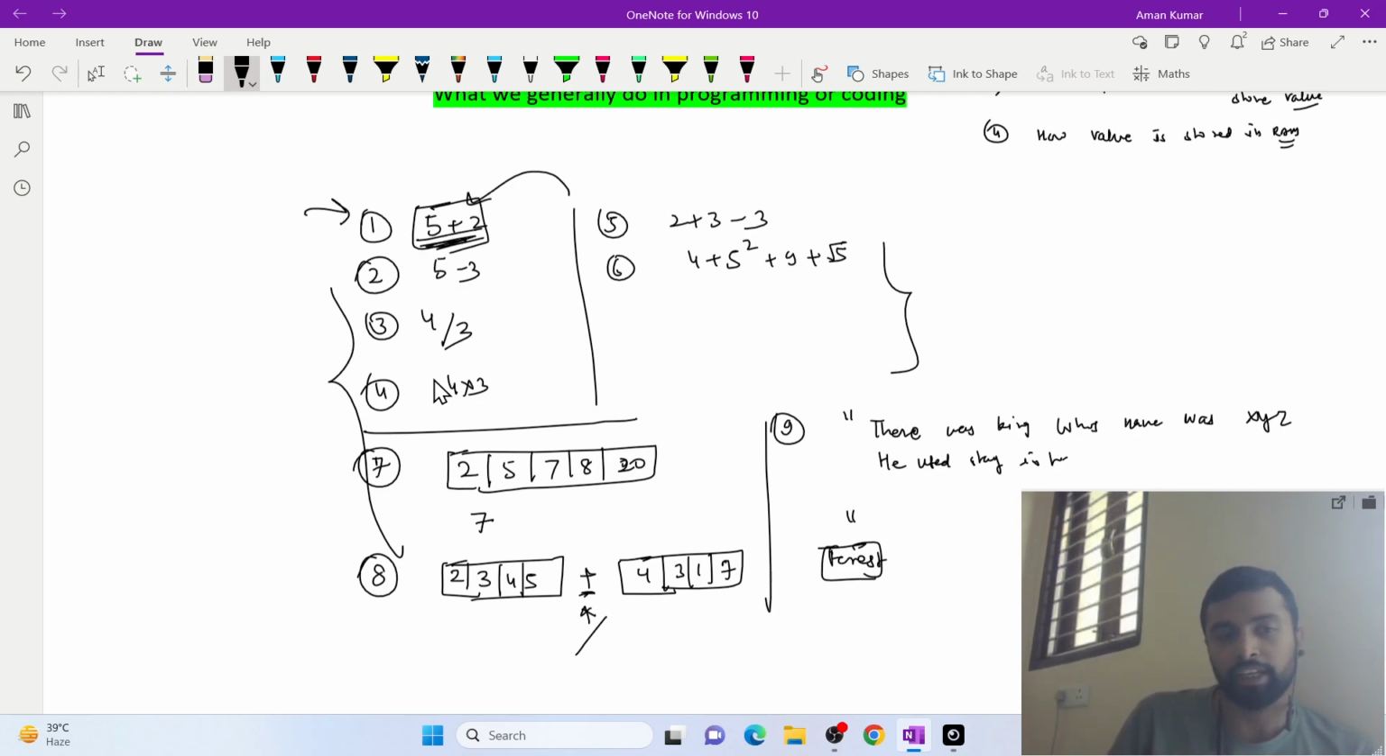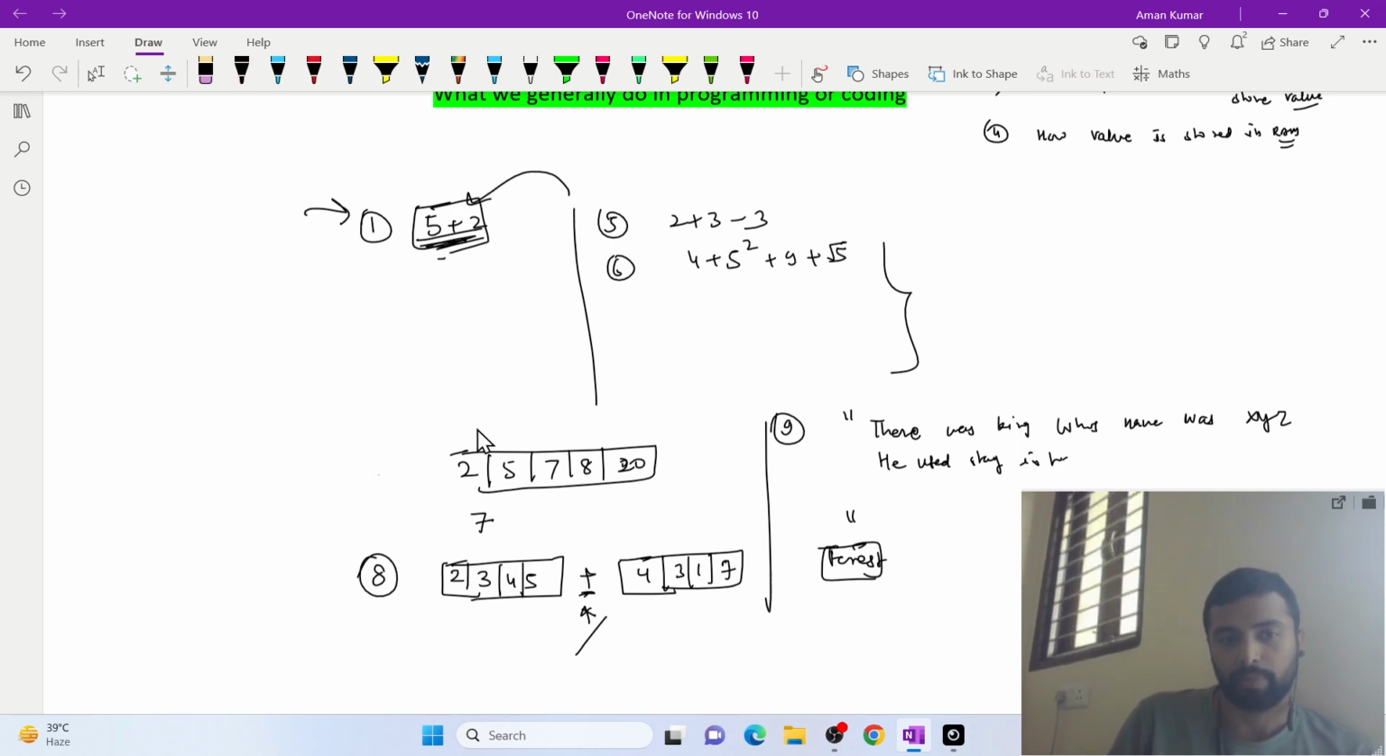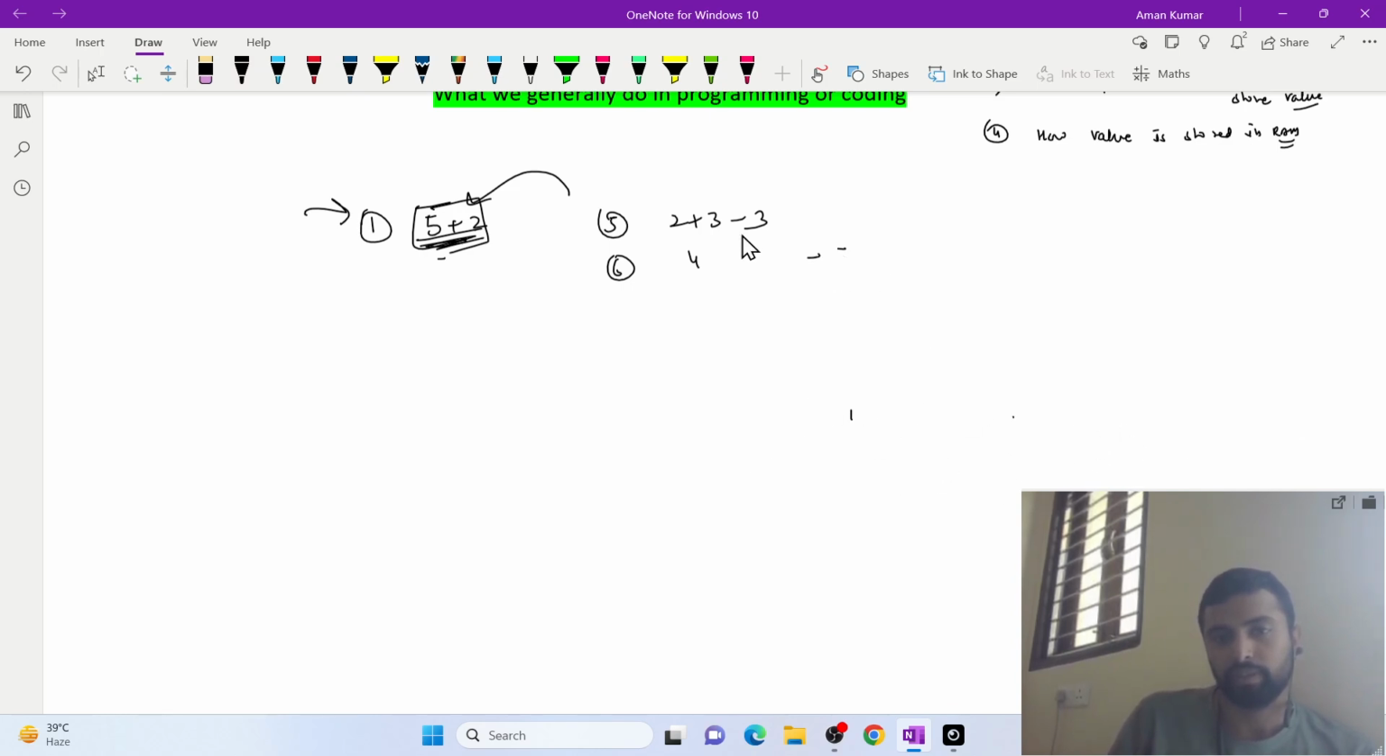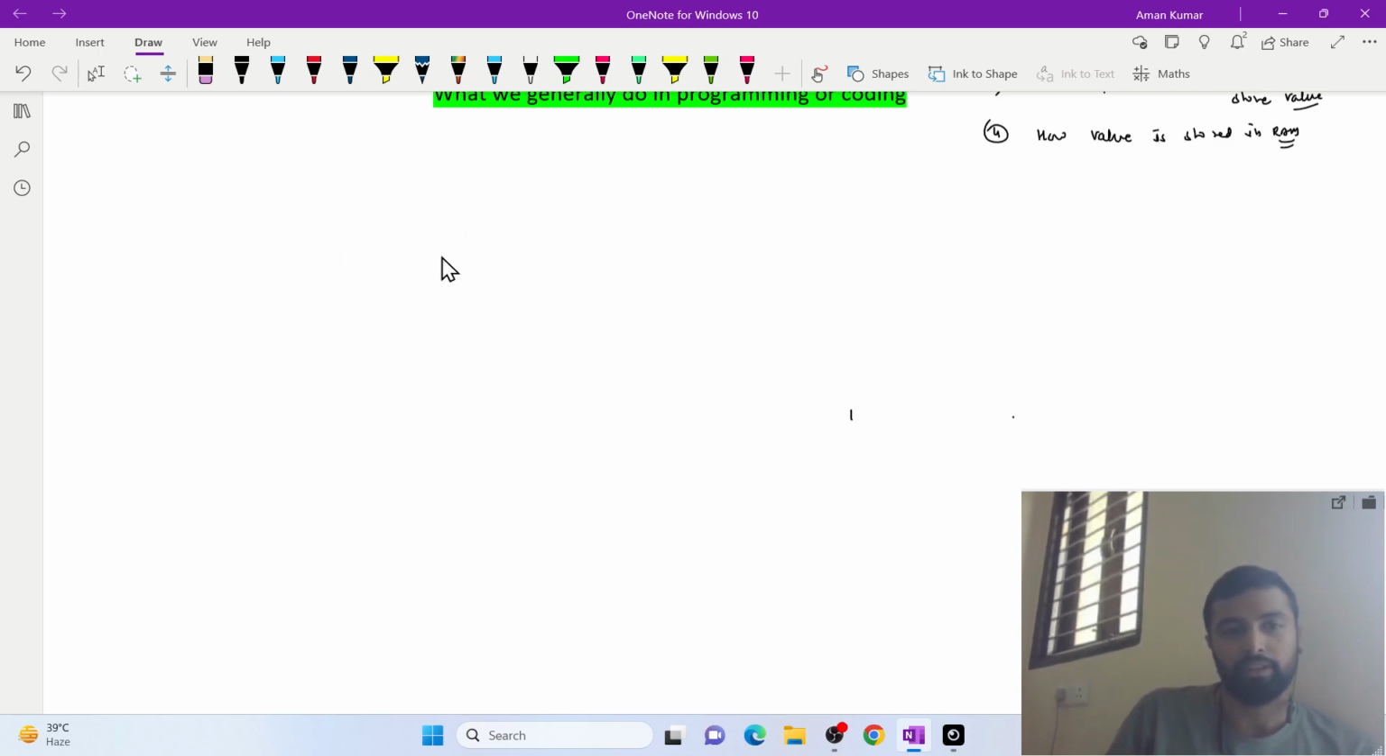Let me remove the other part so that it will be clean for us. Let me clean it again, and let me write 5 plus 2.